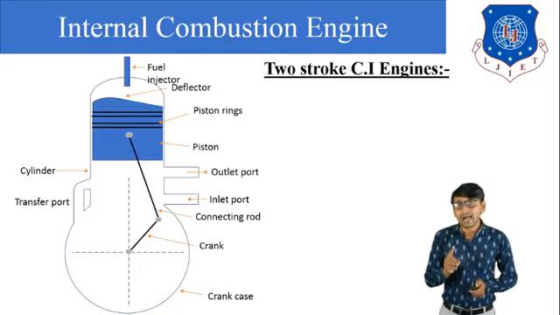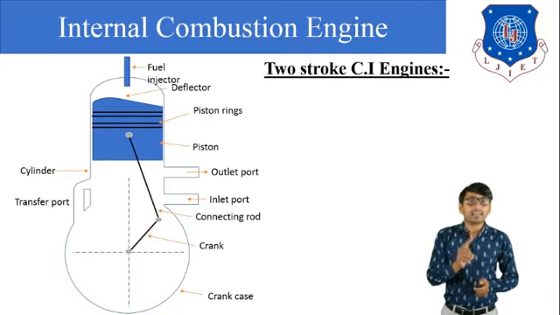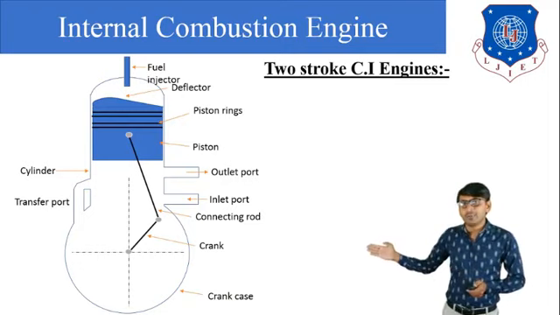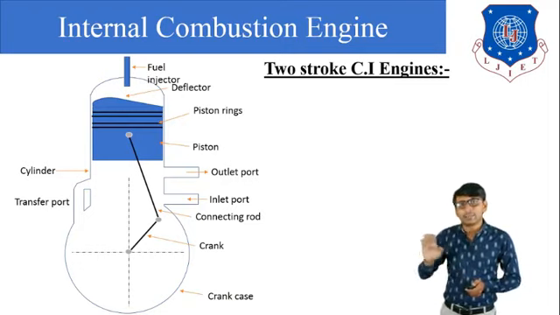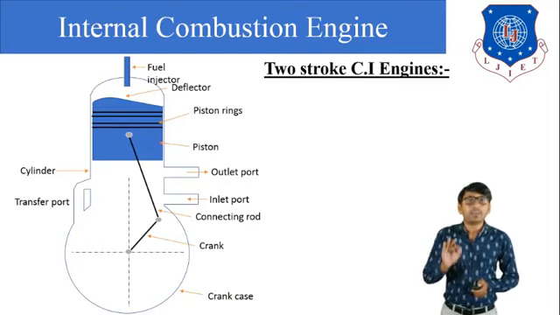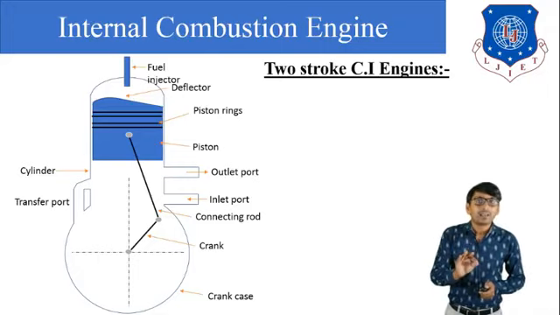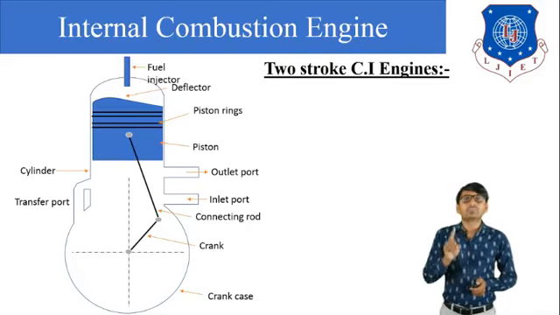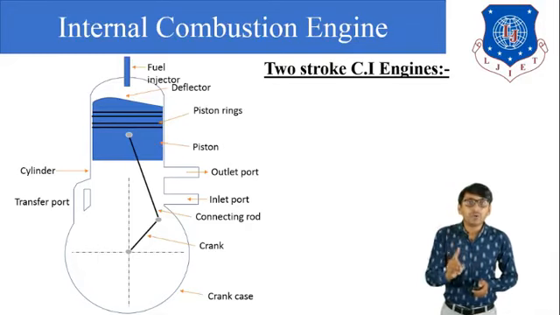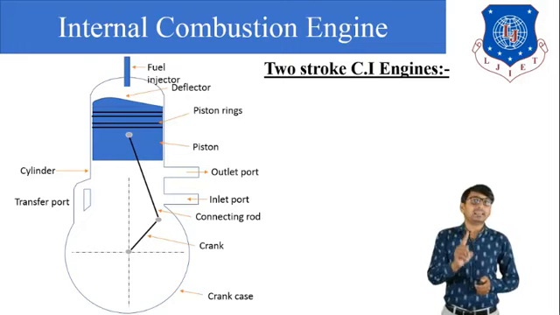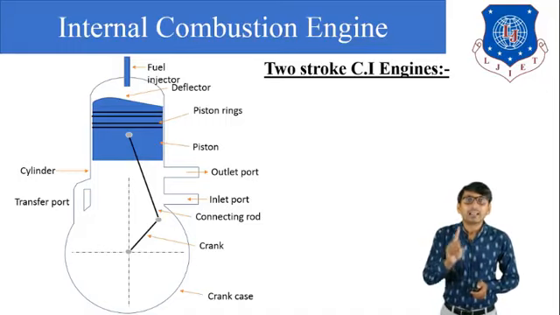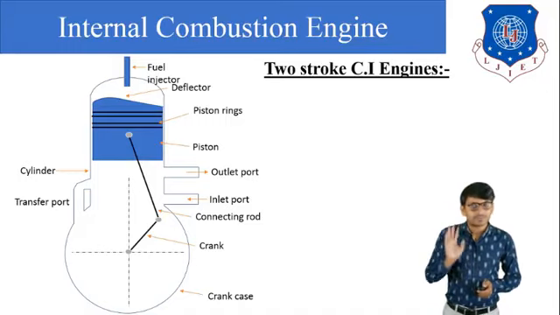What do you mean by CI? Compression ignition. It is also called a diesel engine. So this is the diagram of a two-stroke CI engine. Same diagram, only in place of the spark plug there is a fuel injector. So the spark plug is used in a petrol engine, and the fuel injector is used in a diesel engine. What is the function of the fuel injector? It injects diesel fuel at the end of the second stroke.